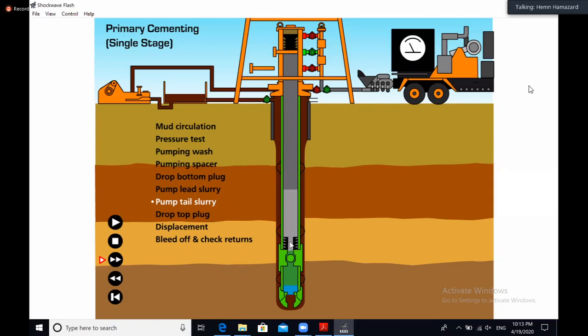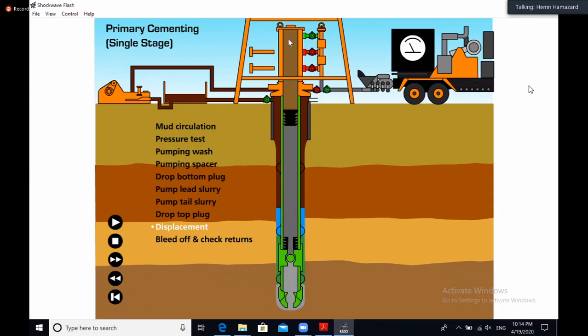Usually this bottom plug is ruptured by 500 or 600 psi, so the cement can pass all the way from here to the annulus. Okay, so now you drop the top plug. The cement is confined between two plugs, so it's separated from the mud below and mud above. This is the slurry, this is the lead, and this is the tail, your cement slurry, bottom plug, top plug. And now you need to displace.